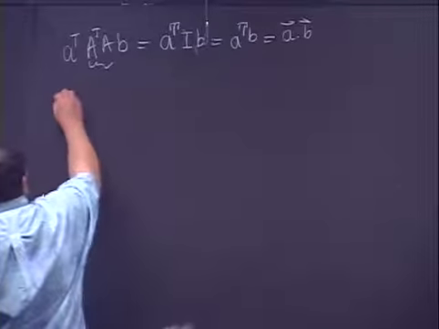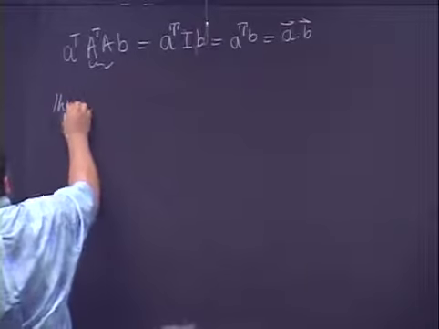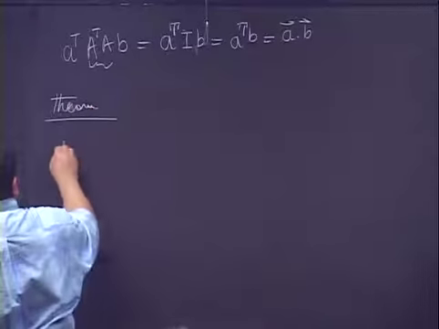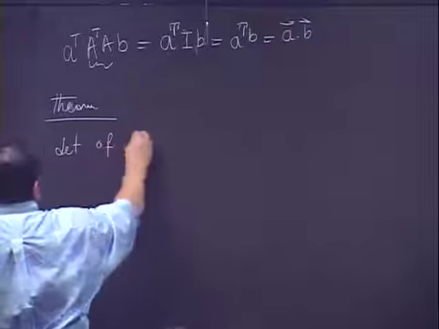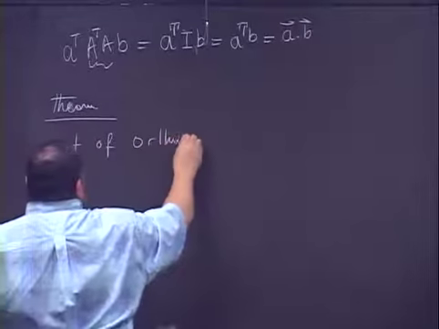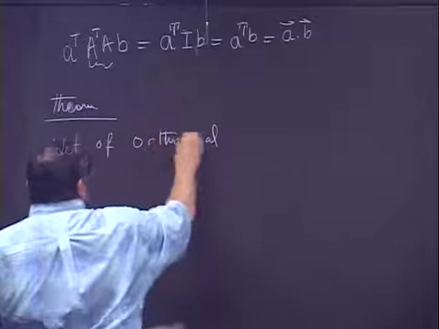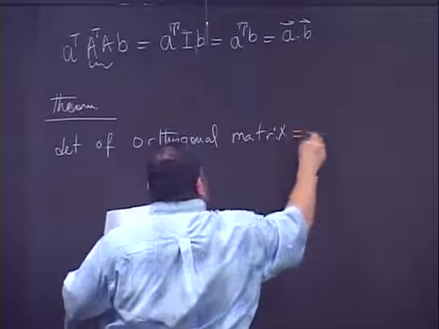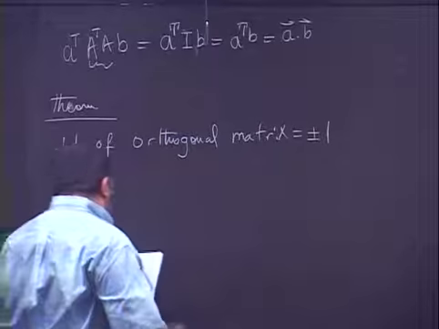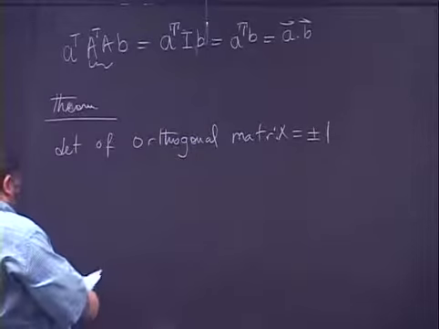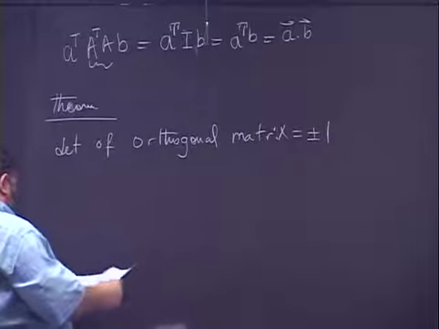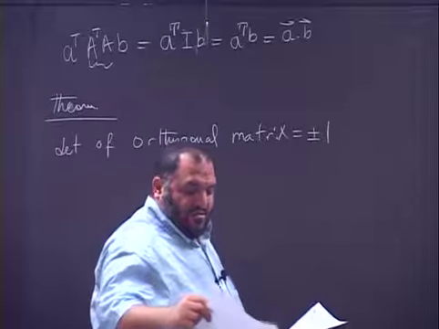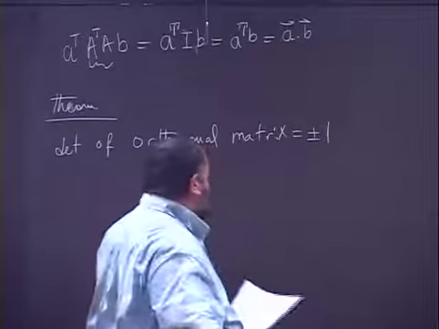There is another theorem that states that the determinant of an orthogonal matrix is equal to plus or minus 1. The proof, I think we gave it last time, and it is also in the book.